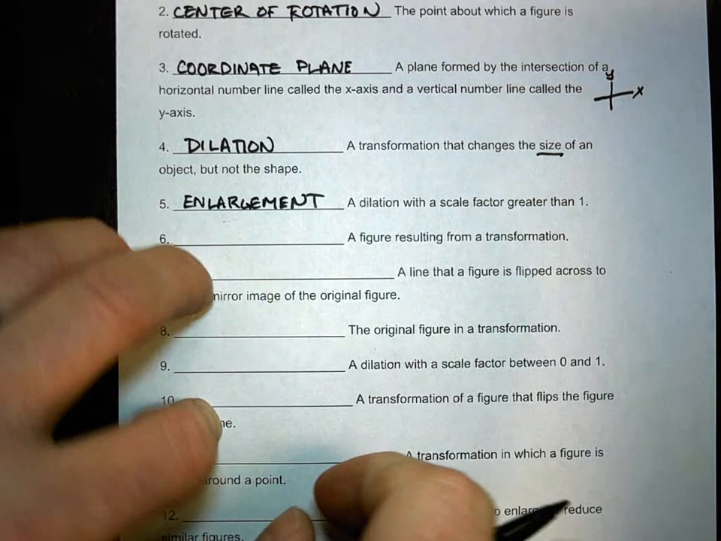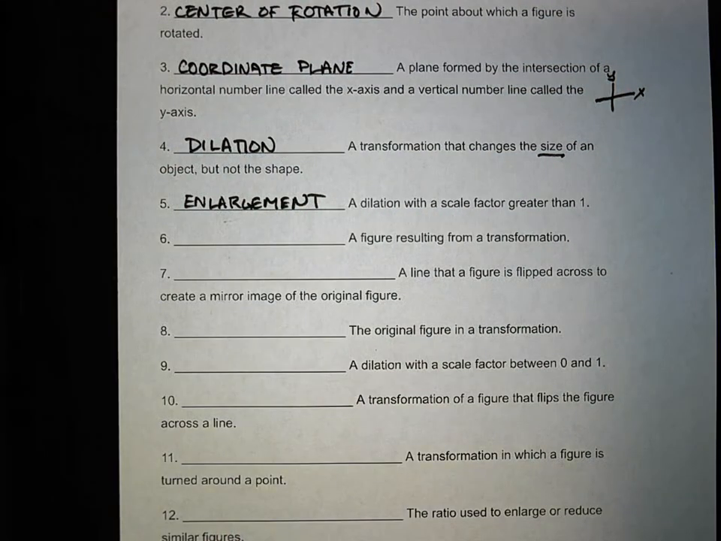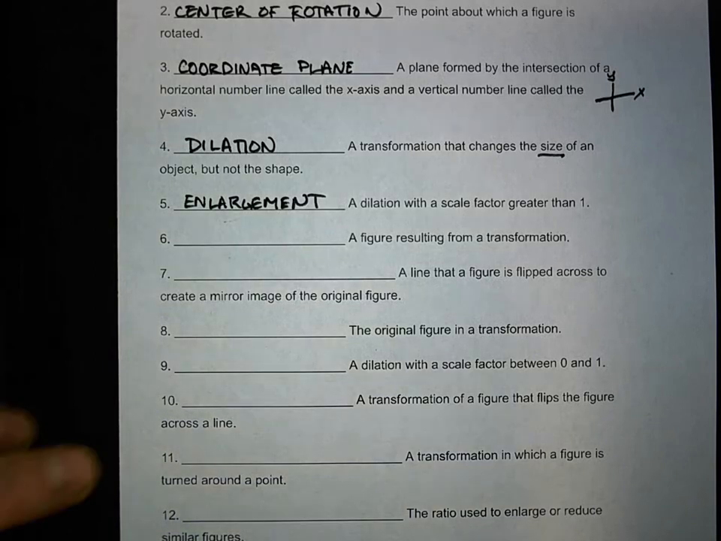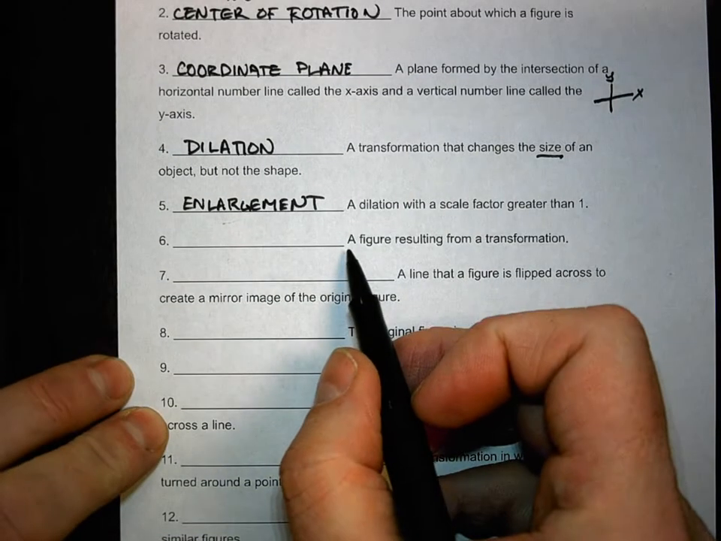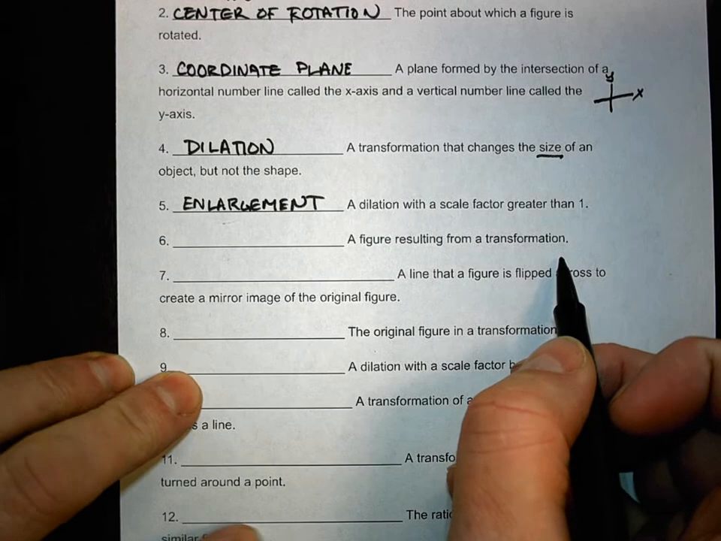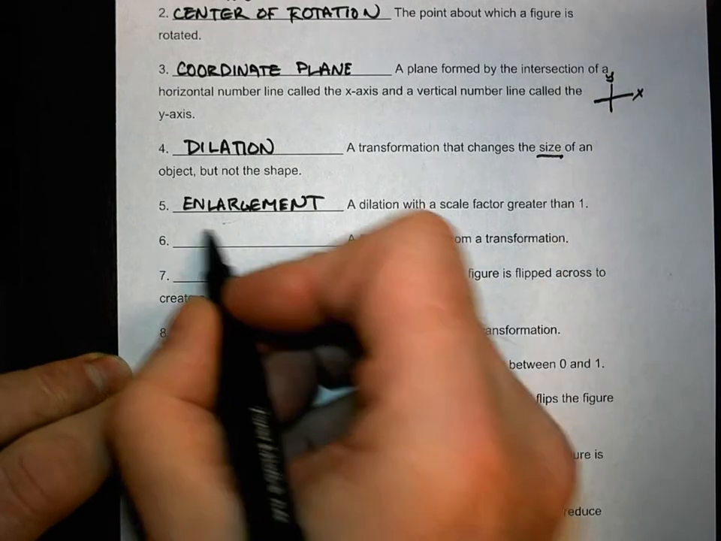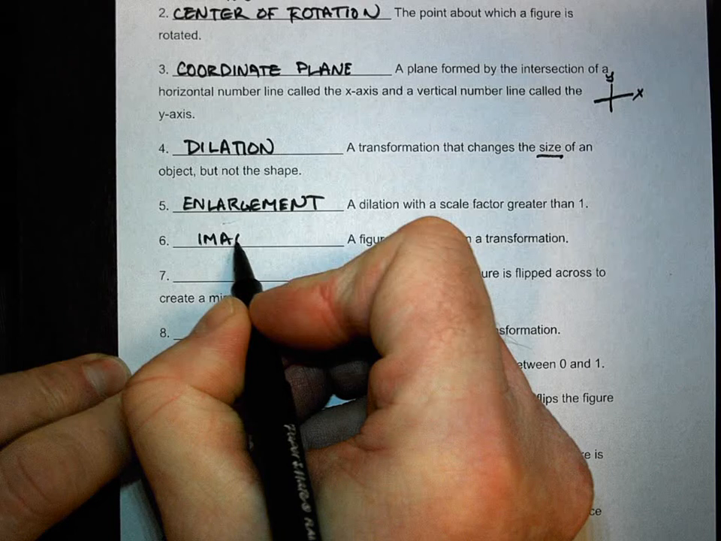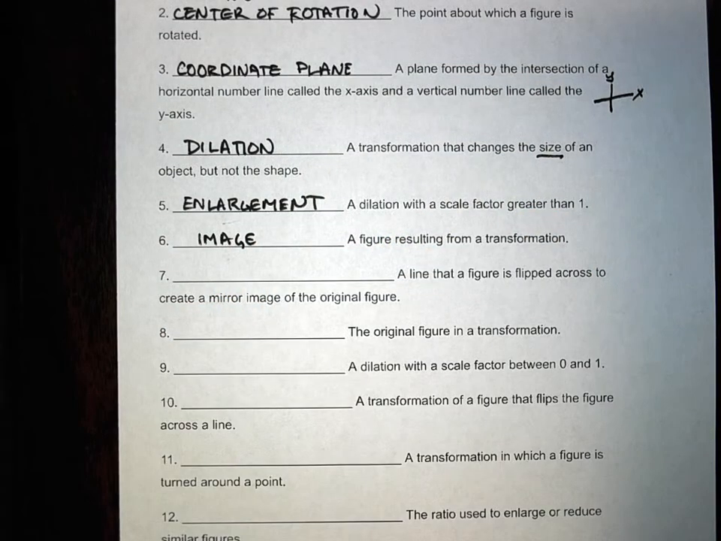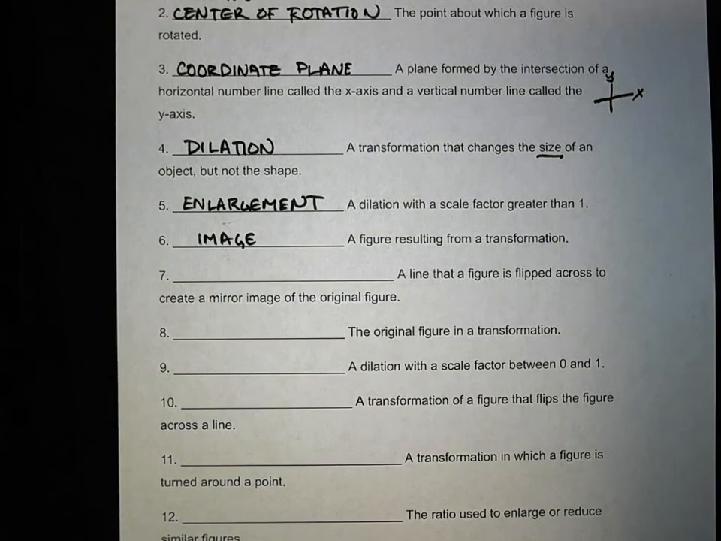Most commonly, you guys are going to see 2s and 3s. The reason you're not going to see bigger things is that would take a huge piece of paper. If you did enlargement by a factor of 165, that would be a very large piece of paper. A figure resulting from a transformation is called an image. So an image is made after you transform something.